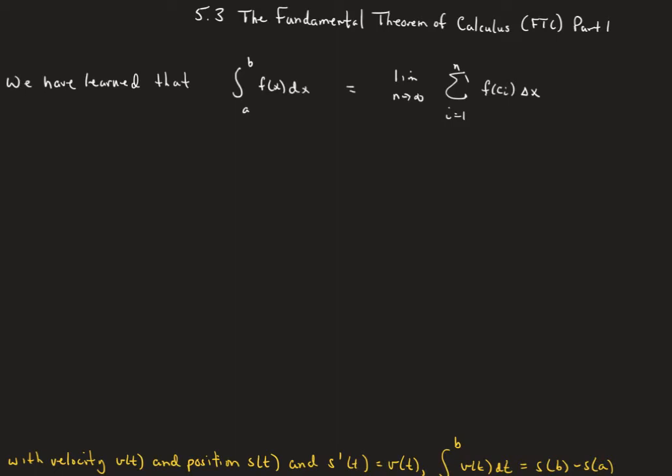Now, we have learned that this symbol, the integral from a to b of f of x dx, which we know as the definite integral, is equal to this limit as n goes to infinity of the sum i going from 1 to n of f of c sub i times delta x. Like we said, the left side is known as the definite integral, and this summing of f of c sub i times delta x is known as a Riemann sum. So that's the language that you're going to hear.